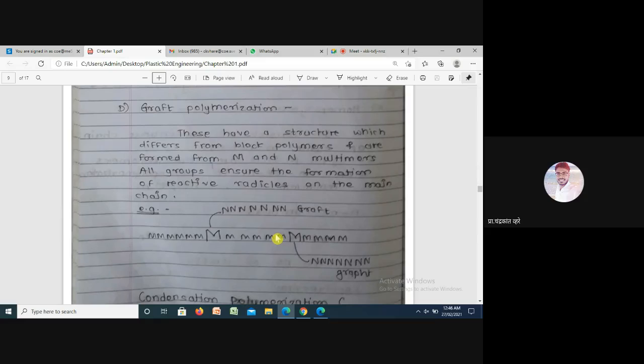Graft polymerization is nothing but a combination of homopolymer and the graft. Here is the homopolymer and here is the graft. After that homopolymer, here is a graft. So like this.